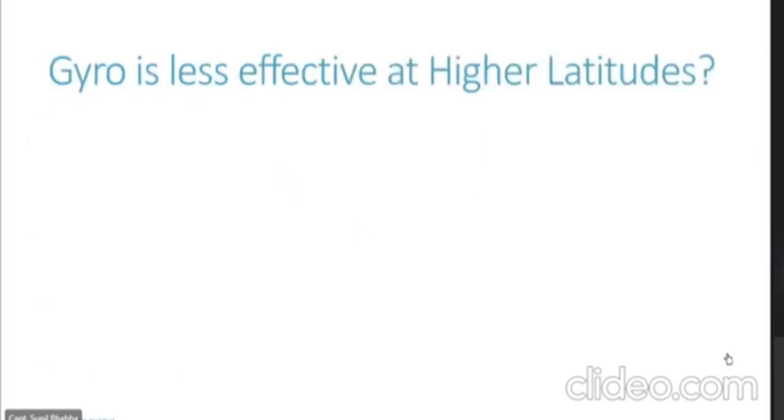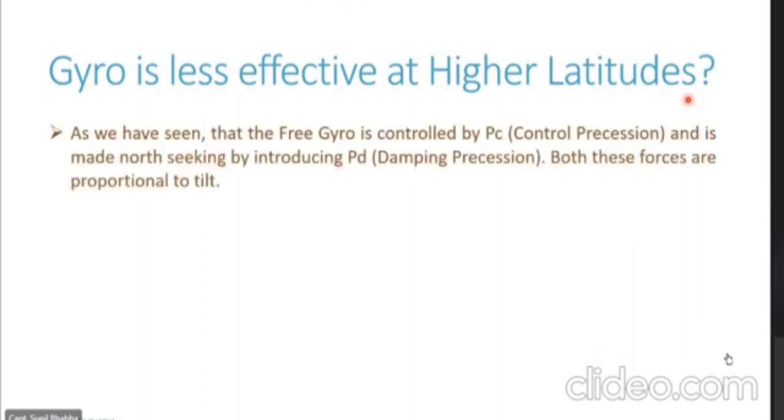Asked in the examinations also, written as well as orals: why is gyro less effective at higher latitudes? Now, with our understanding of these four forces, we can very easily appreciate why the gyro becomes less effective and almost loses its directive force when we go close to the poles in higher latitudes. You can easily understand it. We have seen in our explanation that the free gyro is controlled by PC, control precession, and is made north seeking by introducing PD, that is the damping precession. Now both of them, PC as well as PD, are proportional to tilt. That means if there is no tilt, there will be no PC and there will be no PD.